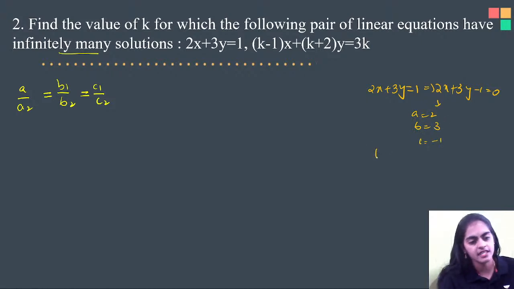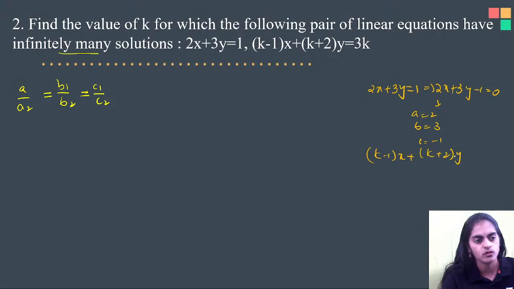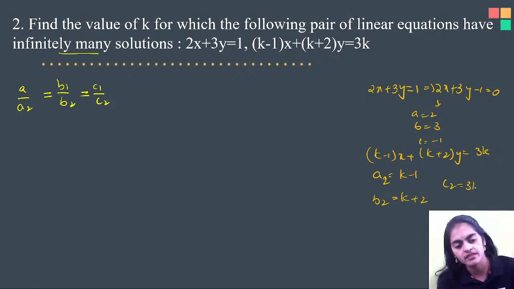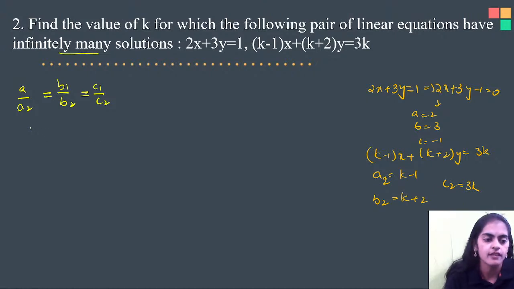Now if I take the next equation, k minus 1 times x plus k plus 2 times y equals 3k. So now a2 is the x coefficient, which is k minus 1. b2 is the y coefficient, which is k plus 2. And c2 is the constant, which is 3k. Till here, I hope it is very clear for everyone. Now a1 by a2 is 2 by k minus 1, equal to b1 by b2, which is 3 by k plus 2, equal to c1 by c2, which is minus 1 by 3k.